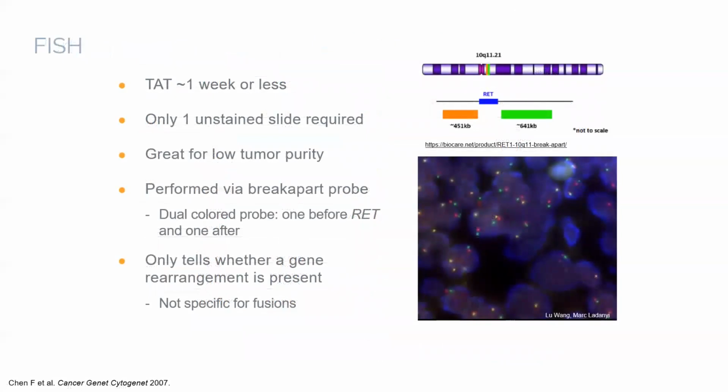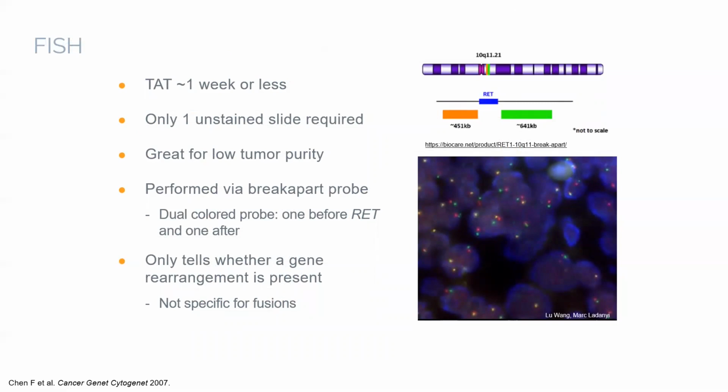So now we'll take a deeper look at each assay. Break apart FISH is a DNA-based assay that involves visualizing two different colored probes that flank the gene of interest, in this case, RET. If the RET gene is intact, the two probes, one red and one green, look yellowish in each tumor cell, and you should have one for each copy. However, if RET is rearranged, there is one red probe and one green probe visually.